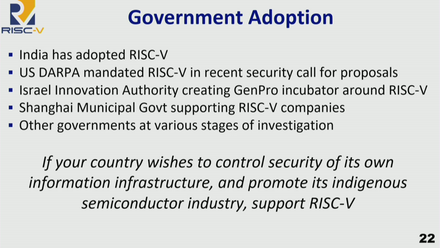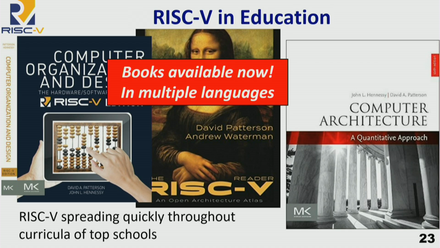Semiconductors are a growing part of the value of most products. So they need to somehow source at least some of their semiconductors locally. So these are also reasons why governments are behind RISC-V. Education. I'm a professor, and I like to teach RISC-V.